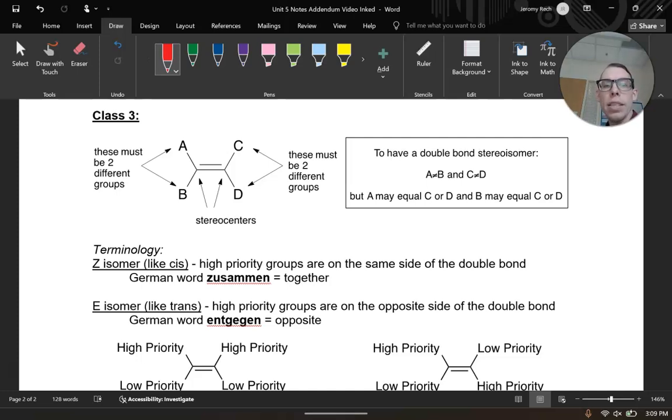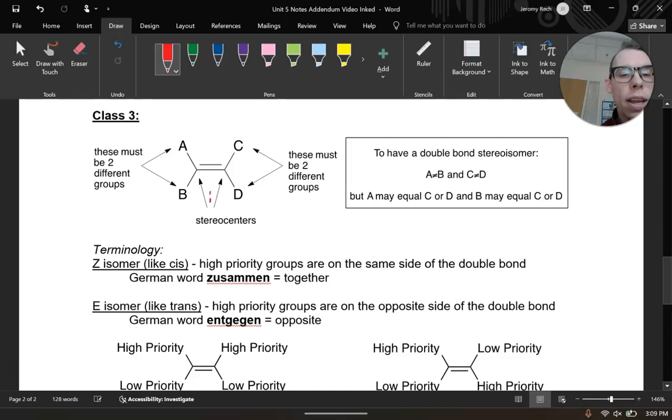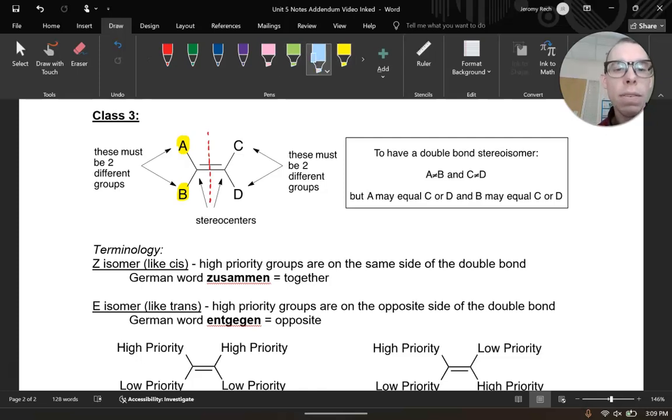Now, in order to be a stereocenter, there is an important consideration. For each of these, we're going to divide the double bond in half, and we're just going to care about the left side versus the right side. On the left side, for example, where we have this A and B, those two need to be different. If they're the same, it's achiral. You don't have any stereocenters. They need to be different.